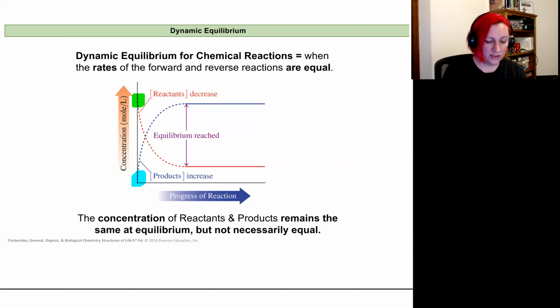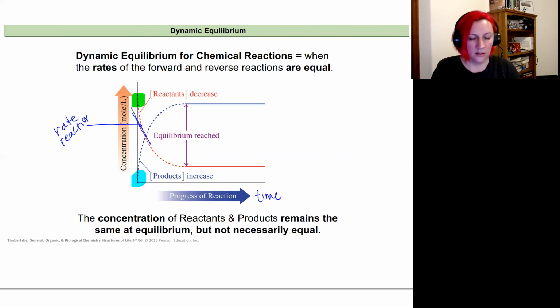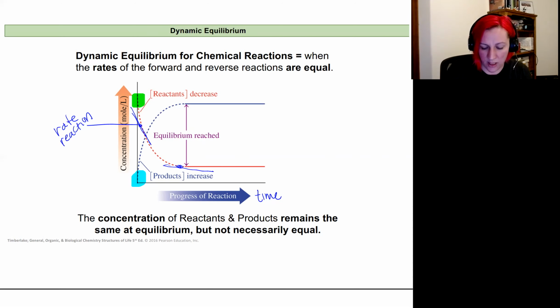If we think of progress of the reaction as time, then at any one of these points, the slope of the line would be the rate of the reaction. And we can see that it'll have a bigger slope, therefore a larger rate of the reaction, at the beginning. And then by the end, we'll have a slower rate.